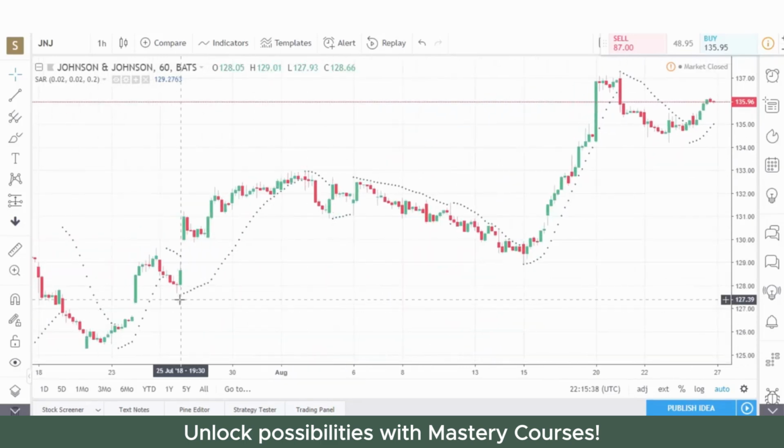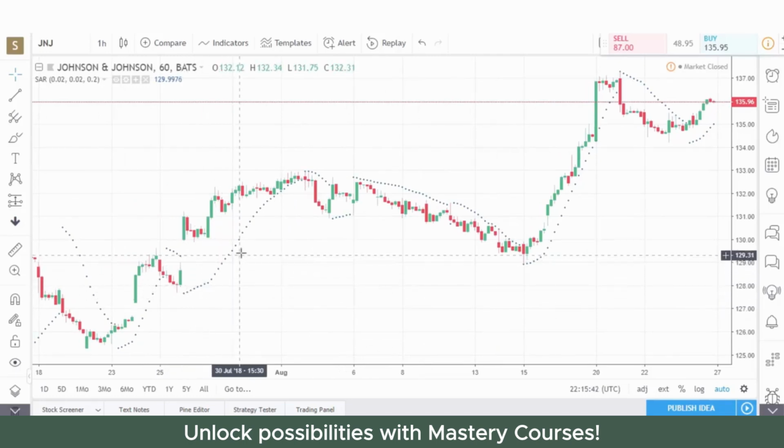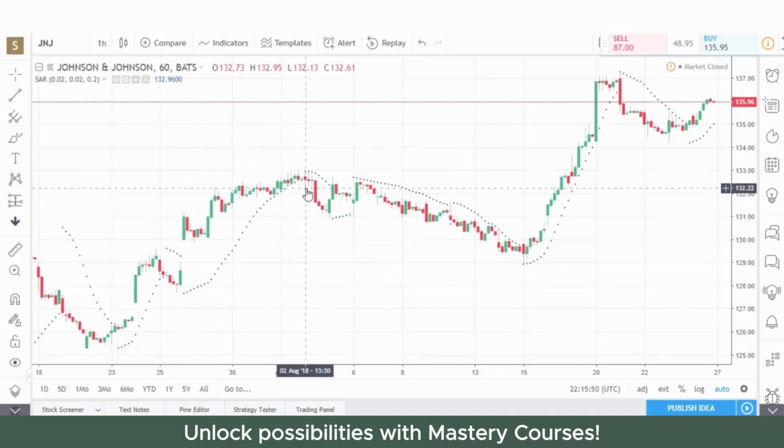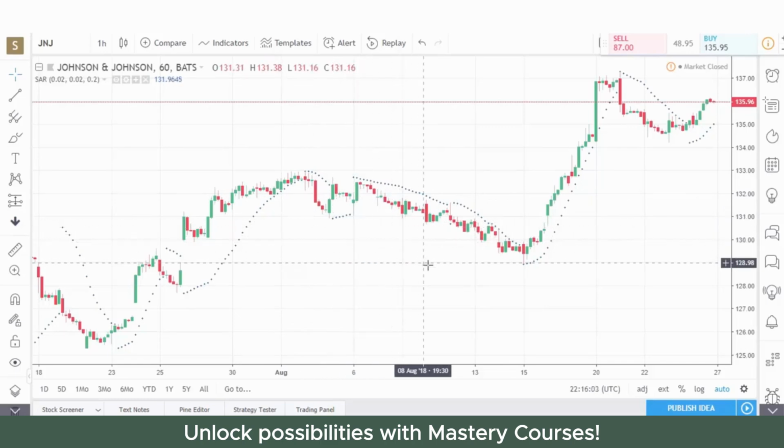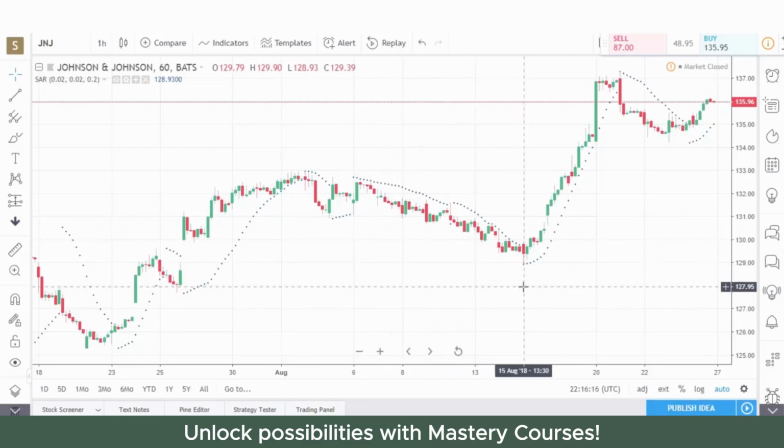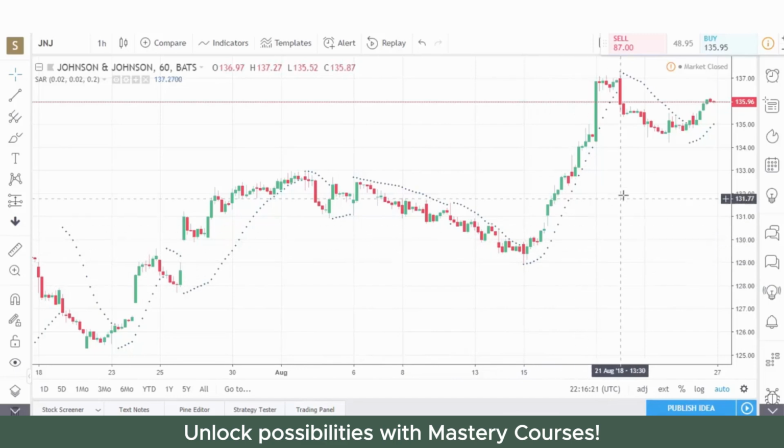Beginning on July 25th, we would have had a buy signal here, entering around 128. An exit signal around 132. We would have had a buy signal here. This would have been a flat trade. We would have stayed out of the stock from August 6th through the 14th, and then another buy signal here on the 15th, just above 129, which would have kept us in the stock until August 21st, around 135.